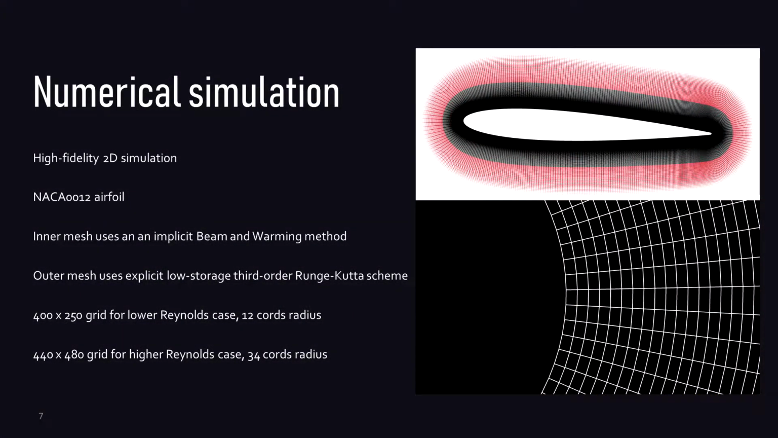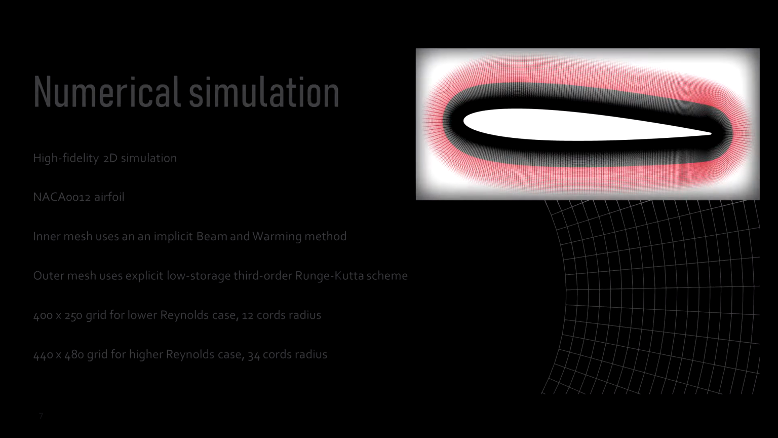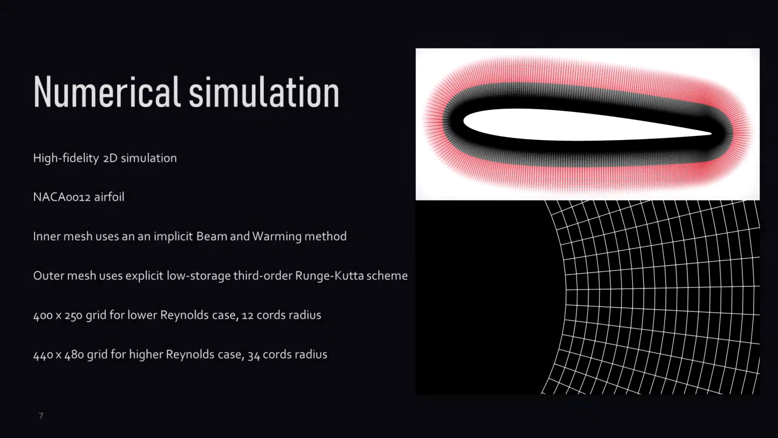Our control application is implemented in a high-fidelity numerical solver for a NACA0012 airfoil. A pair of grids is used, one near the wall, represented in black, and the complementary one represented in red. The inner mesh is solved using an implicit Beam and Warming method, while the outer one uses a Runge-Kutta scheme.